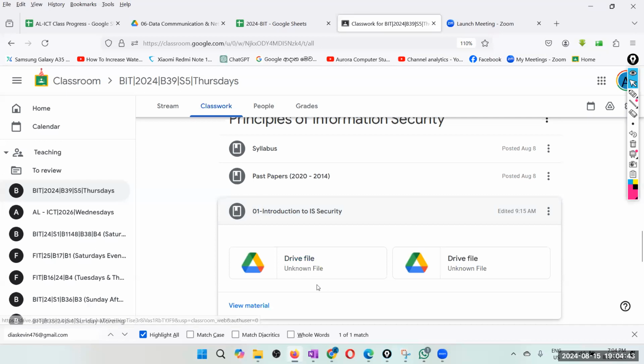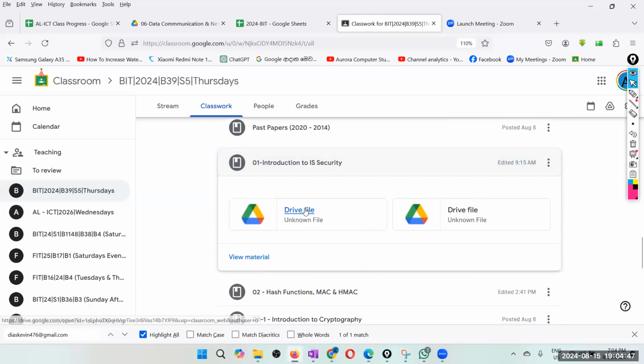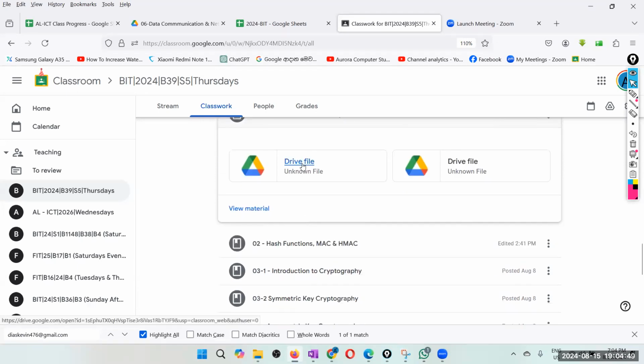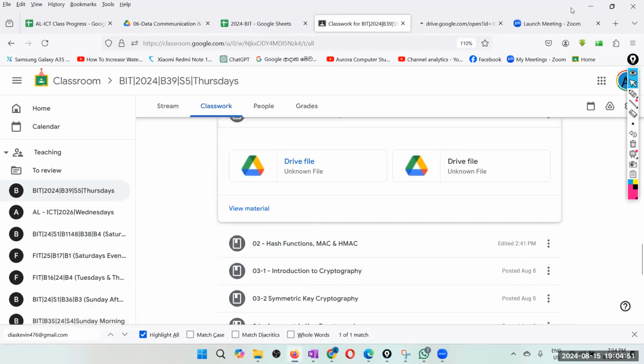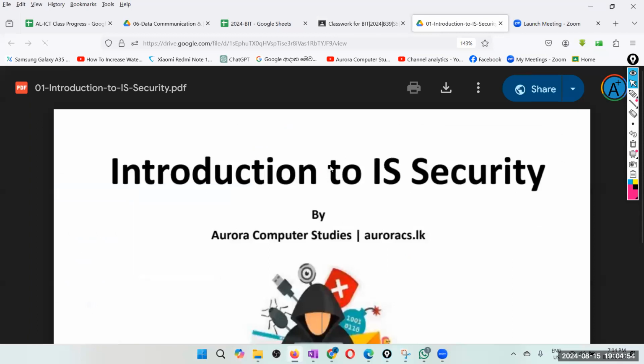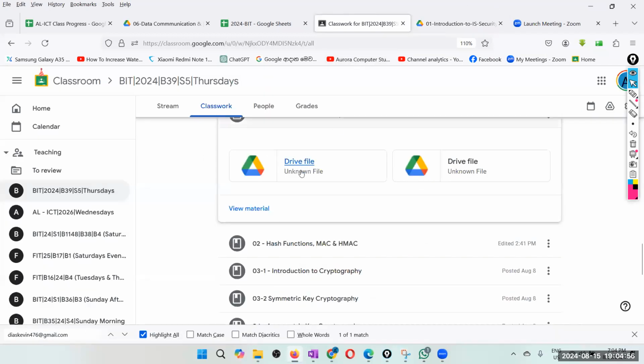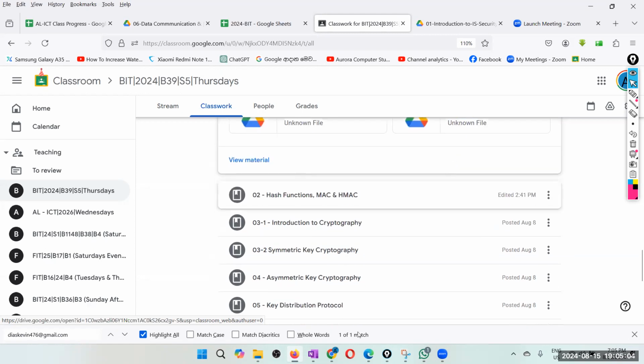So this is the, why does it say unknown file? Hopefully you can get it. Yeah, you can get it. So this is our note and this is the UCSC note. Okay. First, I will go through our notes, then I will quickly go through the UCSC note. Okay. Right.